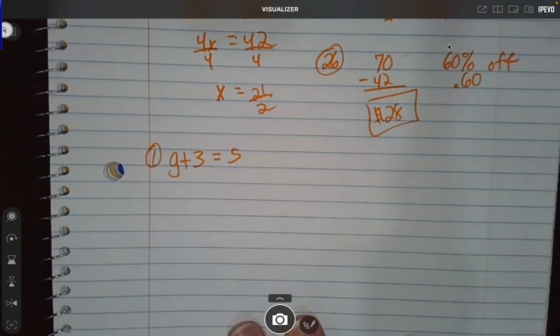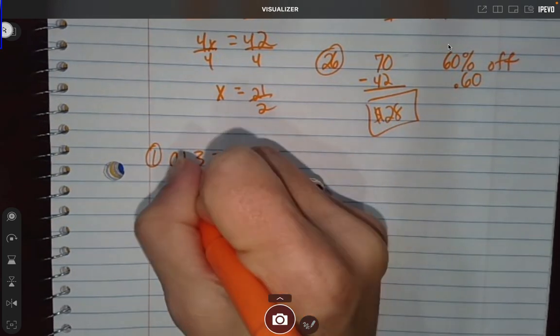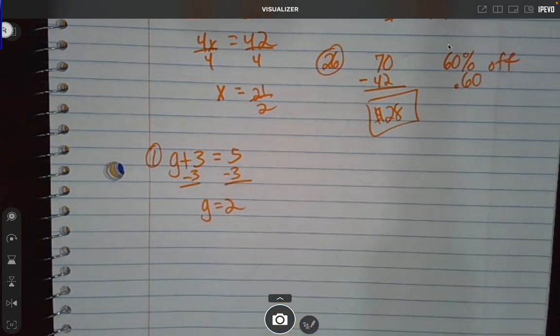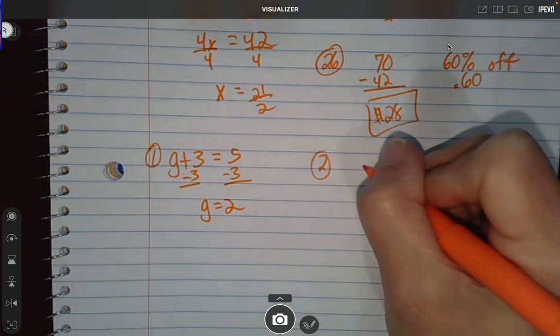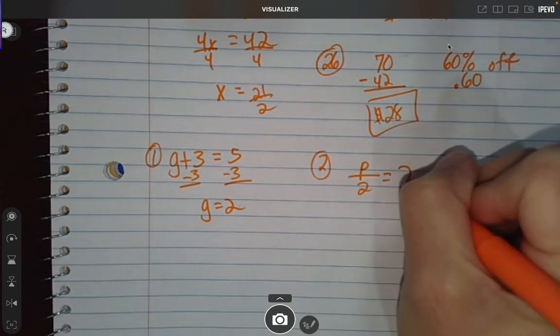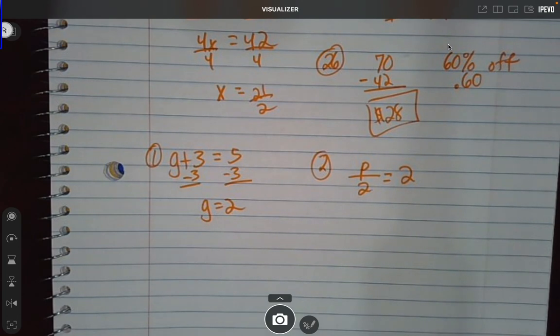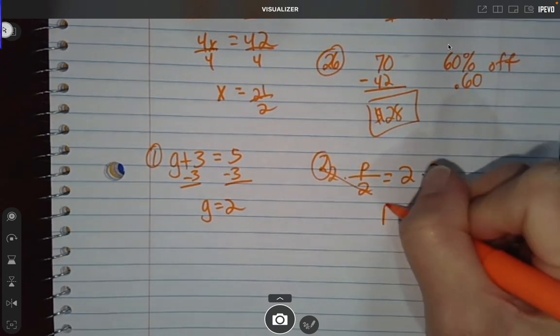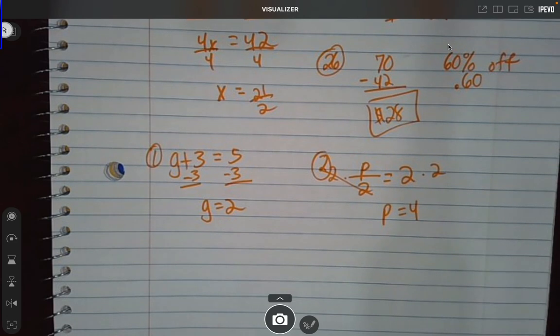How do you solve G plus 3 equals 5? Some of you can just tell by mental math, it's 2. But if we use our little rule where we subtract it, G equals 2. Okay? On number 2, I have P divided by 2 equals 2. Some of you can use mental math on that one, or our little rule says we would multiply by 2. So what does P equal? 4. Okay, are we good with that one?